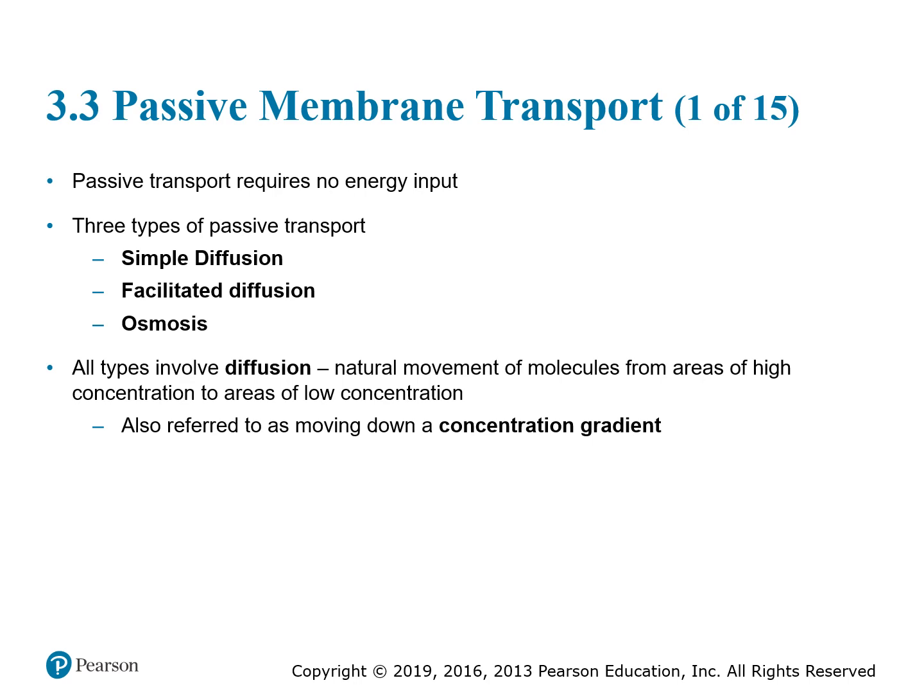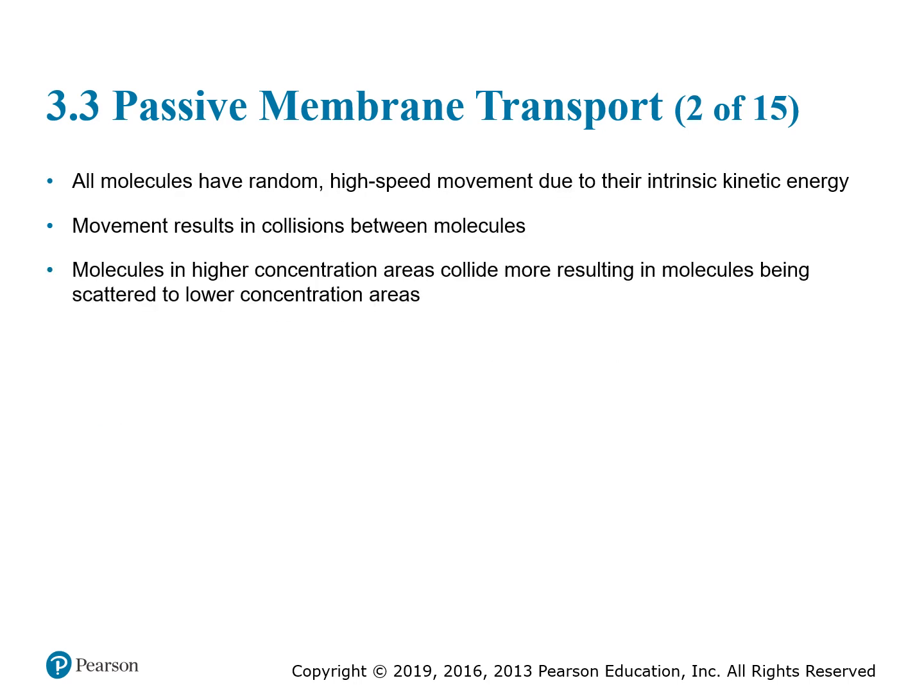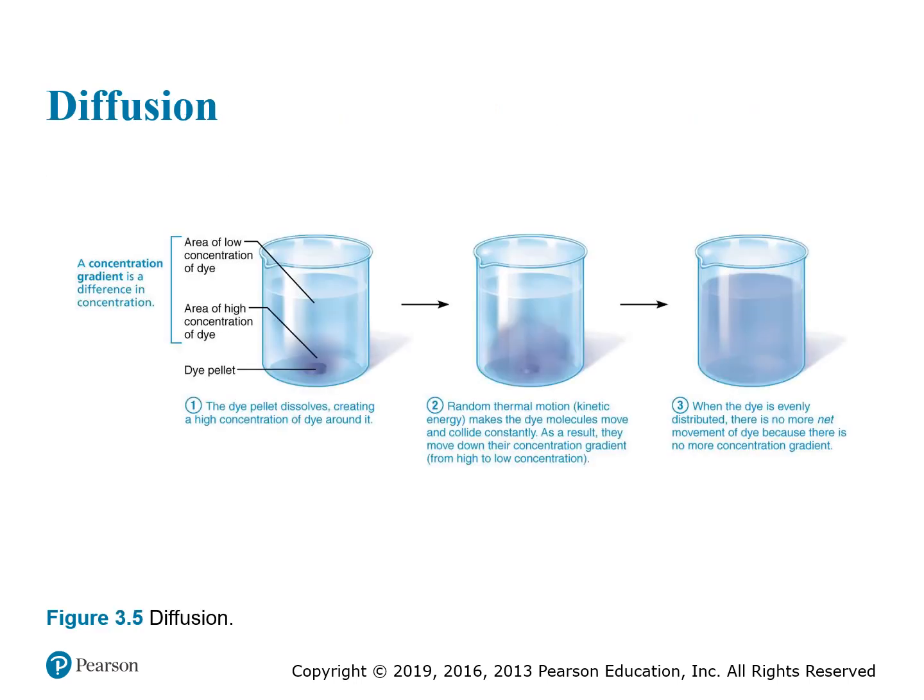These involve simple diffusion, just following the natural concentration gradient. And all molecules truly have movement from their kinetic energy, and this movement results in collisions. The more collisions you have, because of the more molecules, you will scatter to areas of lower concentration. It is just a statistical effect. So this is how that works.